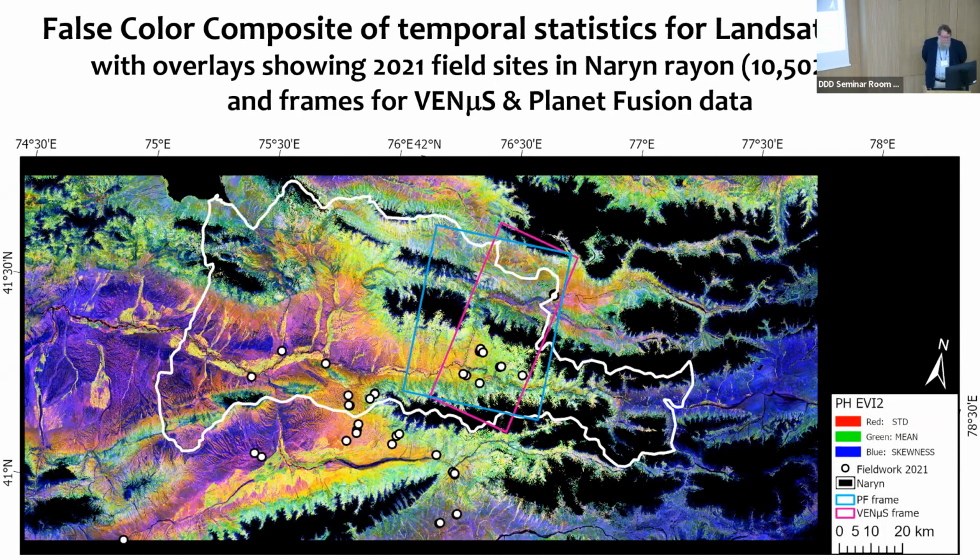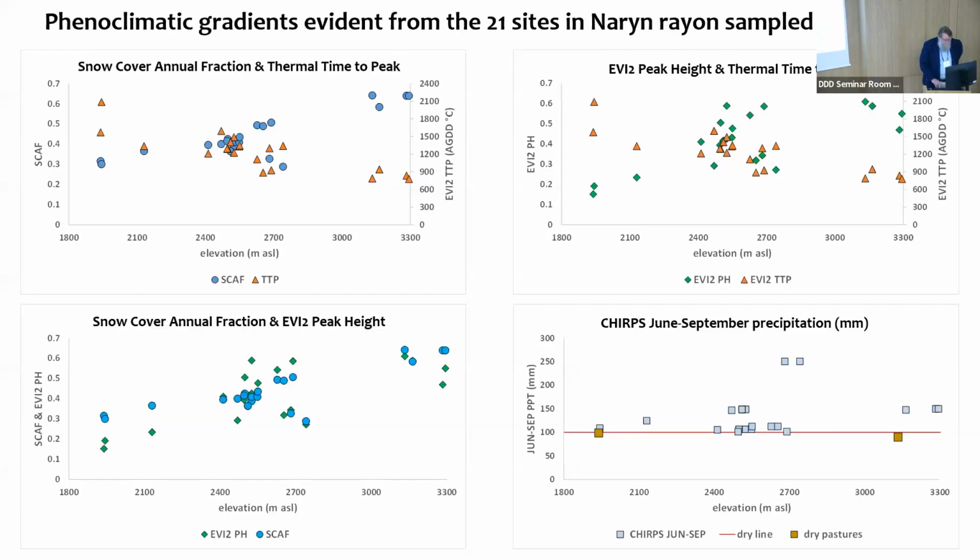The Venus tiles are outlined there in magenta, and the Planet Fusion frame, those are 4 tiles from the Planet Fusion product, in blue. And then we have a bunch of points that we sampled in 2021.